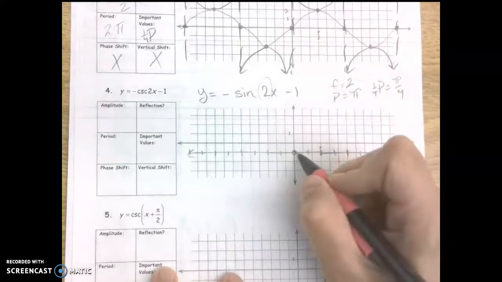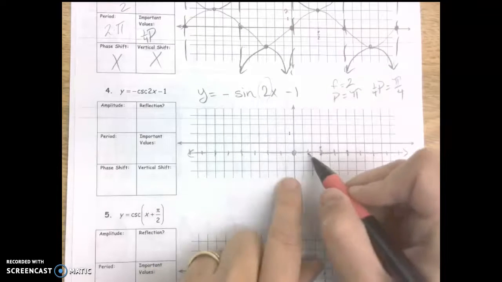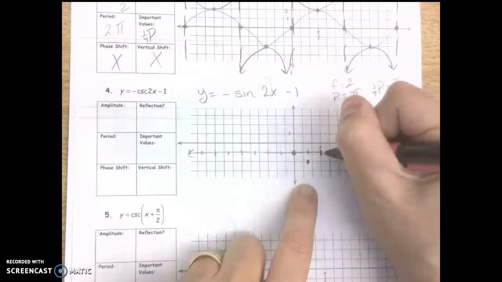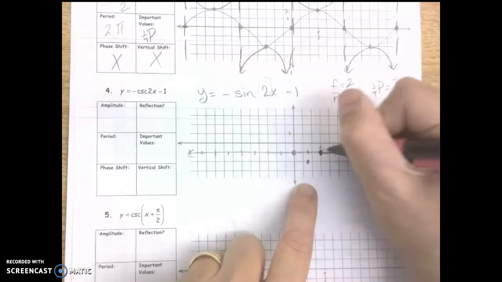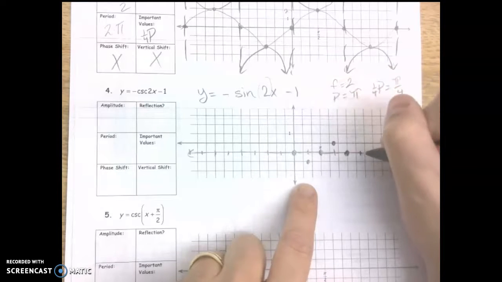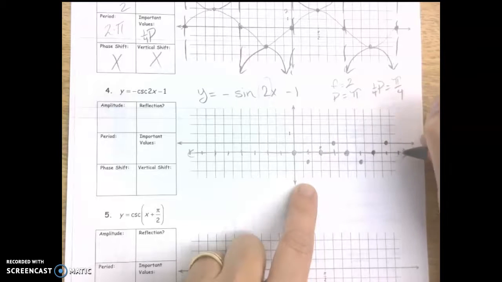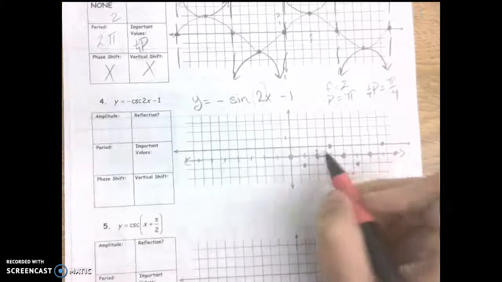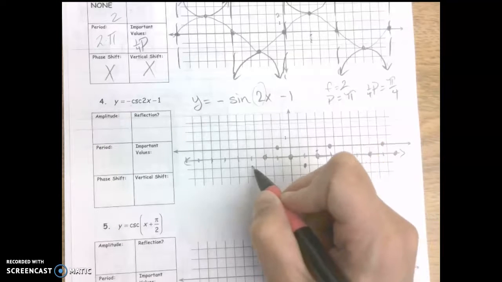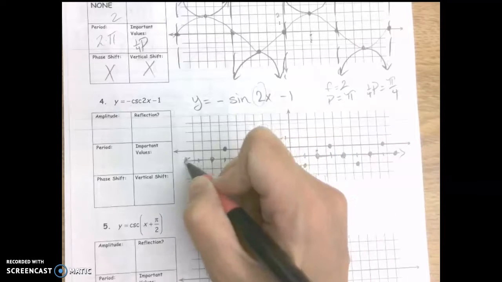Okay, so I start at 0, 0, no, just kidding, 0, negative 1, and then I go pi over 4, and I go down 1. I go pi over 4, and I'm back to midline. Pi over 4, up 1. Pi over 4, back to midline. Pi over 4, down 1. Pi over 4, back to midline. Okay, so this is going to be up, mid, down, mid, up, mid, down, mid.